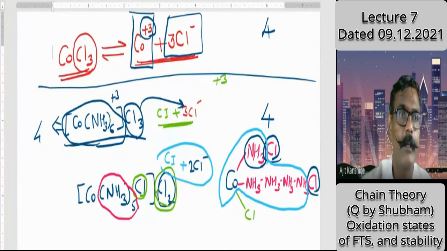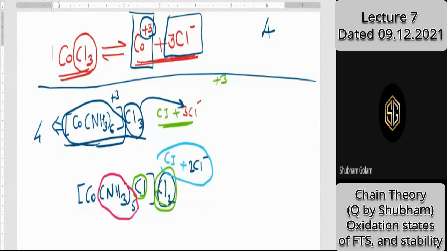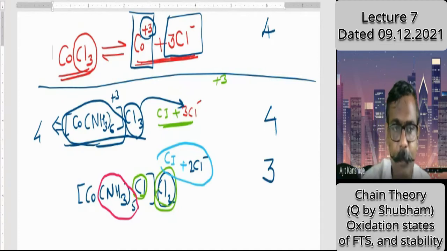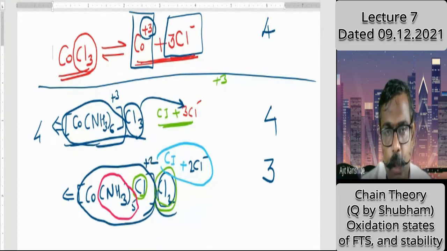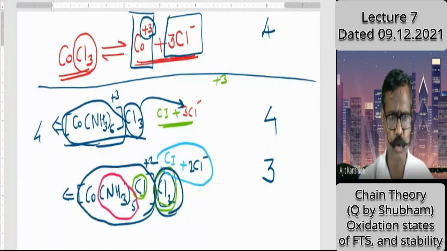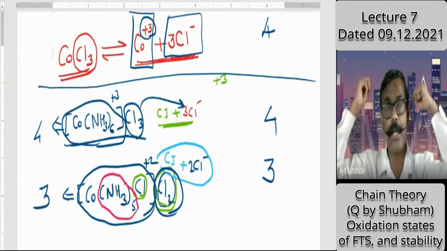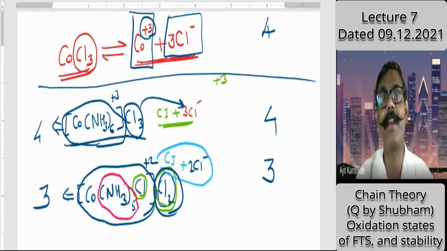Now answer my question. How many ions are there in total? Three. Total ions: there were 4 earlier, here 3. As per Werner's theory, this complex ion carries +2 charge and there are 2 Cl minus, so a total of 3 ions. Here, the chain theory is giving the same number of ions as Werner's theory.